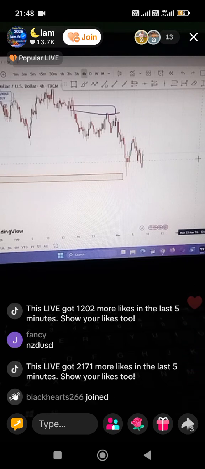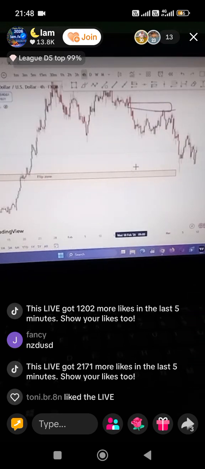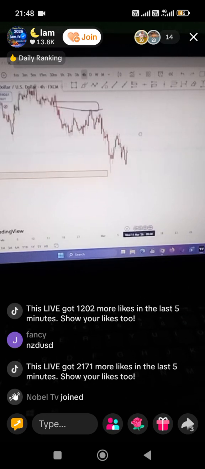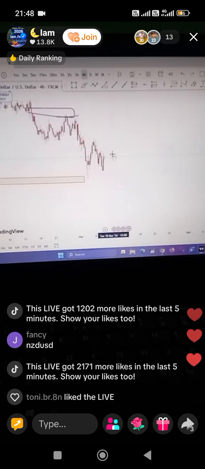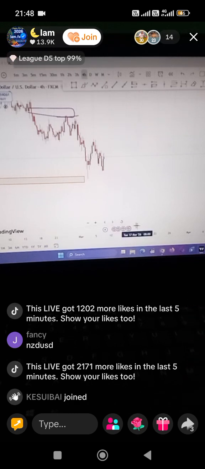You need to be very careful, because a flip zone is a demand zone. In this particular case, our flip zone is a demand zone. So that means price might decide to start going all the way up. But you can see we have an indecision bullish candle, which tells you the market might continue selling. So you need to be very, very careful with NZD USD if you're looking for long-term trades.